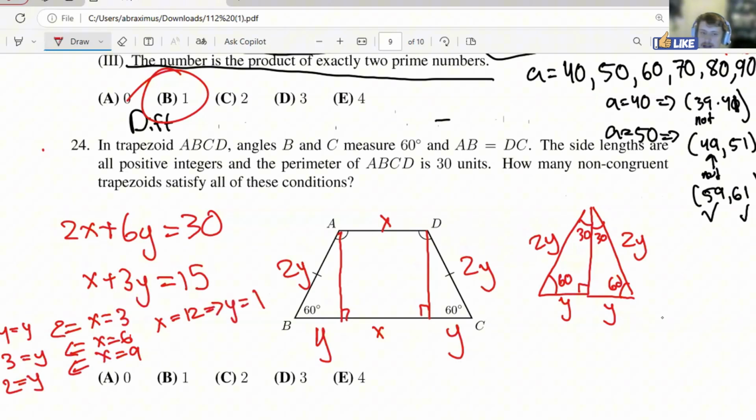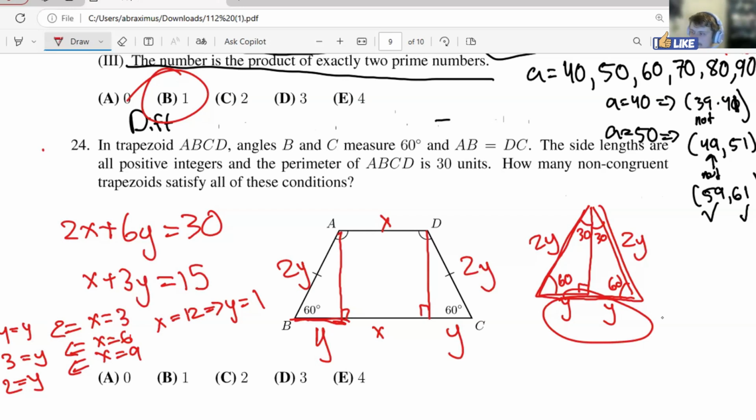Why is it 2y on the hypotenuse? Because this is half of the base of an equilateral triangle. So the whole side of the equilateral triangle is 2y. Annie, do you have a question? What does non-congruent mean? Non-congruent means they're not the same size. X and Y cannot be 0, because then it would not be a trapezoid.